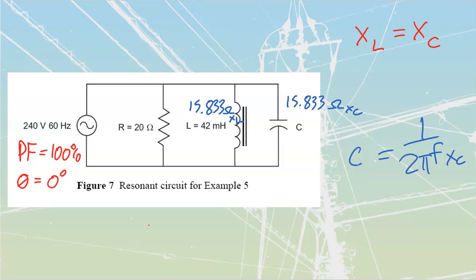And when I do that, I've now got a formula that I can punch in to find my value of capacitance. So I know that this value of XC that I've got, multiplied by 60, multiplied by pi, multiplied by 2, and then all reinverted is going to give me my C value.